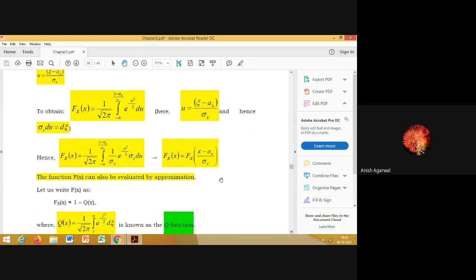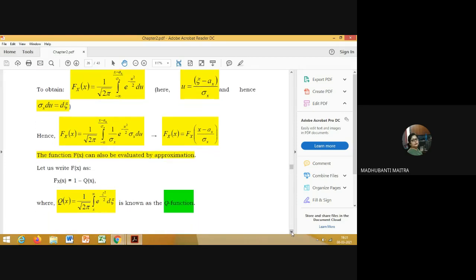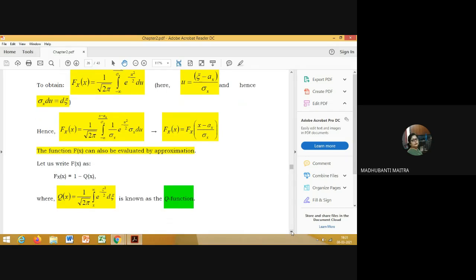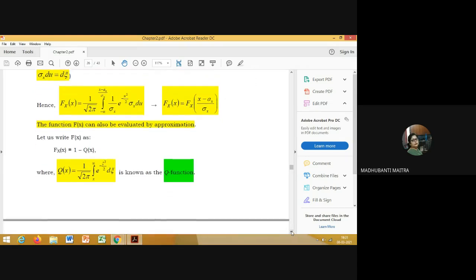Yes, ma'am. So we can use this expression, and we can convert this variable into this variable, and then from the table we can compute the value of the probability as required. Now the function Fx can also be evaluated by another approximate method. What is that? Let's see.